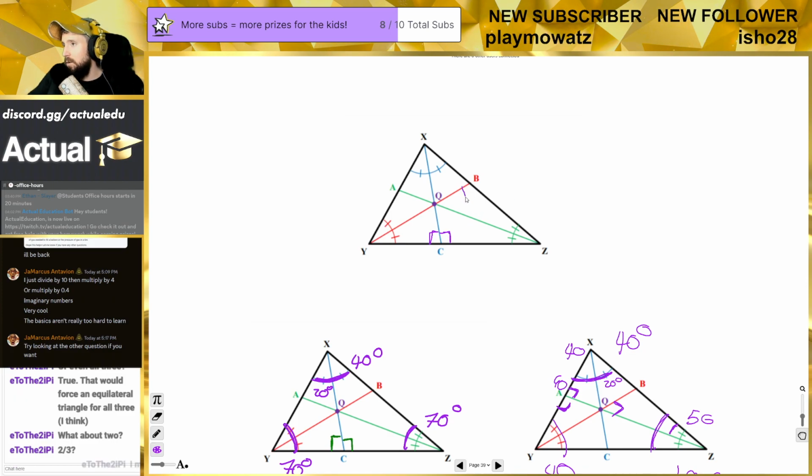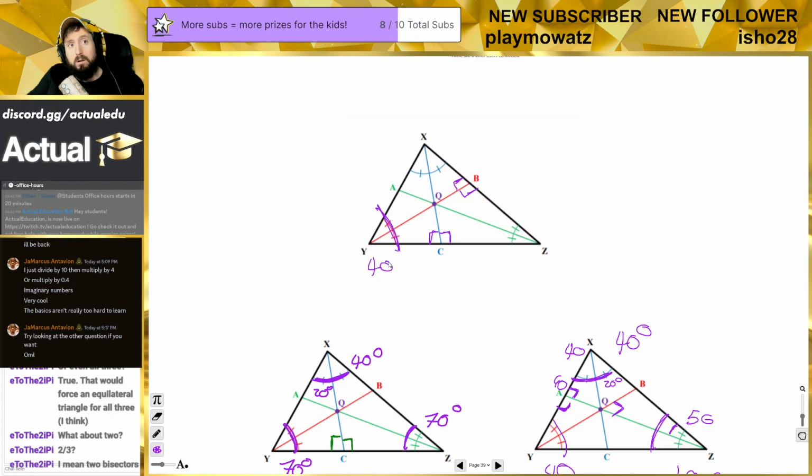2 out of the 3? Are you talking about just doing the, yeah. Oh, I mean 2 bisectors. Yeah, I don't think it's possible with 2 bisectors and a 40 degree. It's not. Because look, if I made these ones, I get the same issue, right? Maybe we call this one 40.